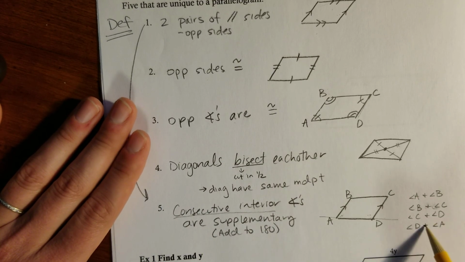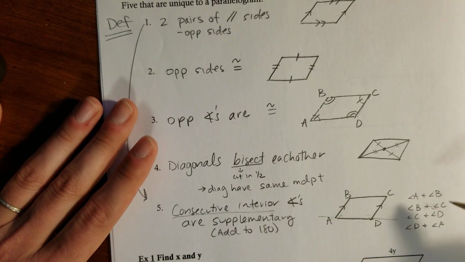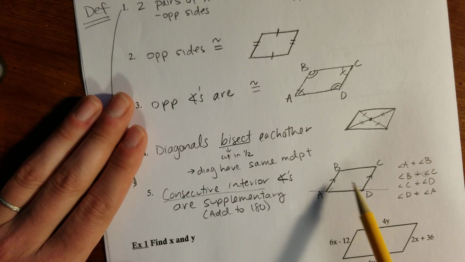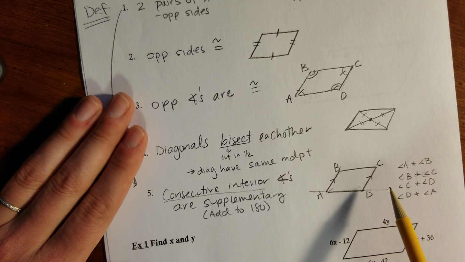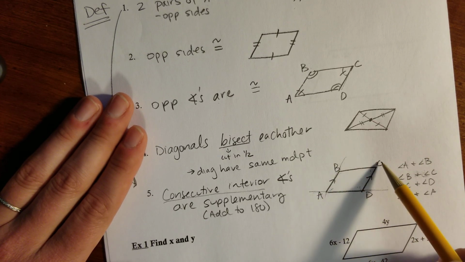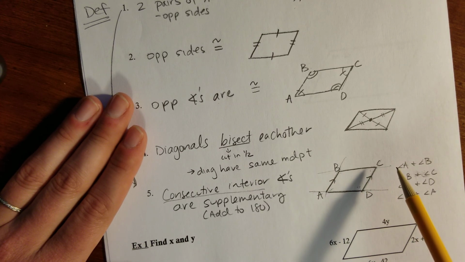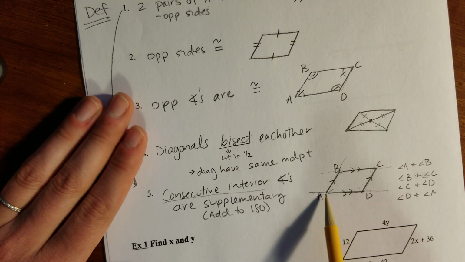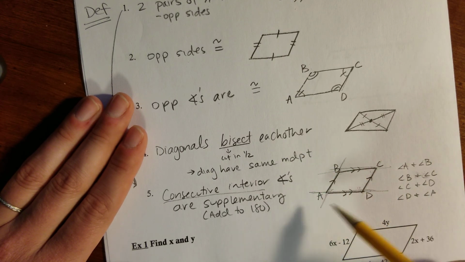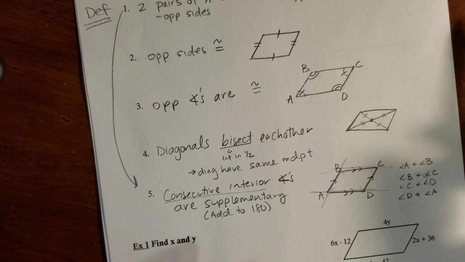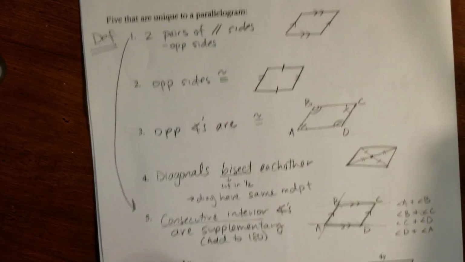Now, because I have so many pairs, all of these sets are going to add to 180. So A and D will add to 180 because there's your parallel lines, there's your transversal. B and C will add to 180, they're consecutive interior because here's your parallel lines and there's your transversal. But don't forget these ones are also parallel. So if these two are parallel and that's your transversal, then A and B are consecutive interior, so they'll be supplementary.